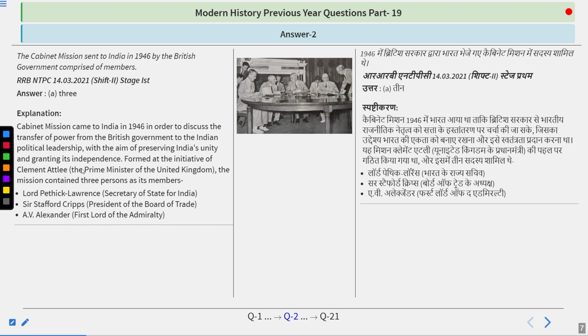So do remember that these are the 3 members who came and constituted the Cabinet Mission, and they formed the Constituent Assembly. The elections happened, and after that the members of the Constituent Assembly were elected indirectly. Finally, on December 9, 1946, the first meeting of the Constituent Assembly happened, where a total of 211 members participated. So do remember the number is 3.